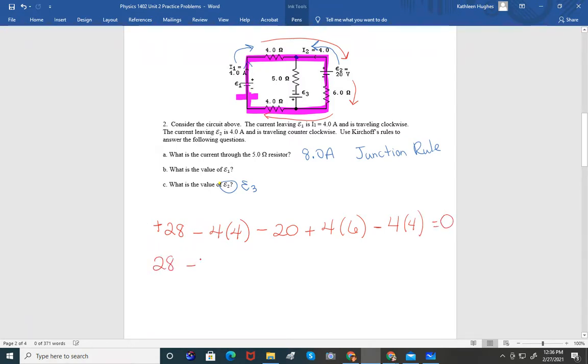28 minus 16 minus 20 plus 24 minus 16. Let's check it out. 28 plus 24. Those are the two positives. That's 52. 16 and 20 and 16. That's minus 52.